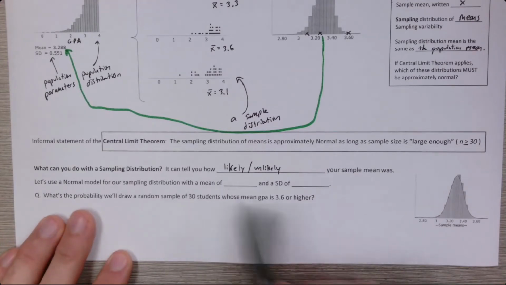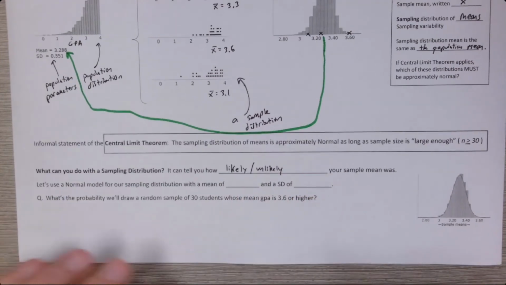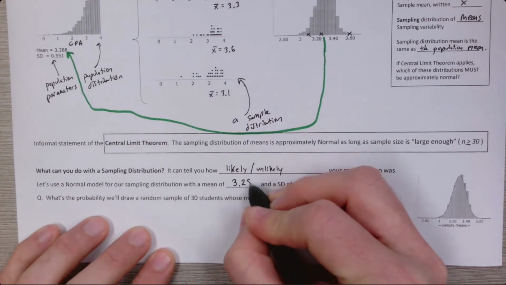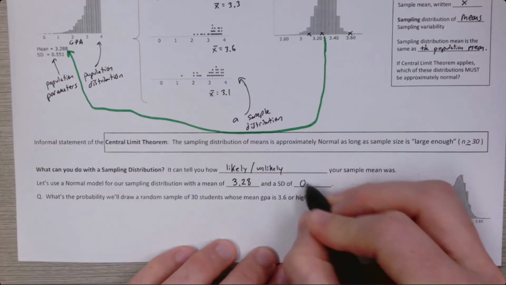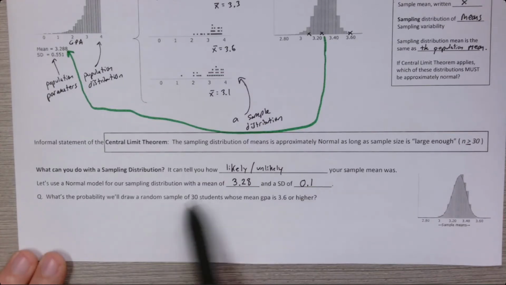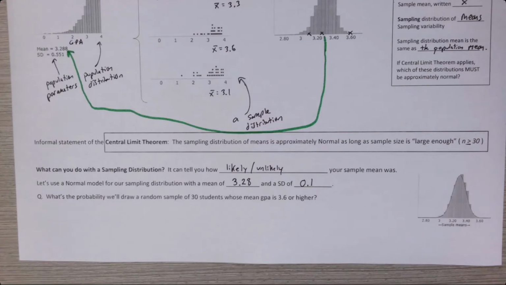And I'm going to tell you the parameters for the normal model here. There are ways of calculating these, which we'll get to in a second. So let's say it's got a mean of 3.28, and let's say that it's got a standard deviation of 0.1. So pause the video and go ahead and use your ideas from earlier in the unit to answer this question. What is the probability that we will draw a random sample of 30 students whose mean GPA is 3.6 or higher? You should now be pausing the video and testing yourself.